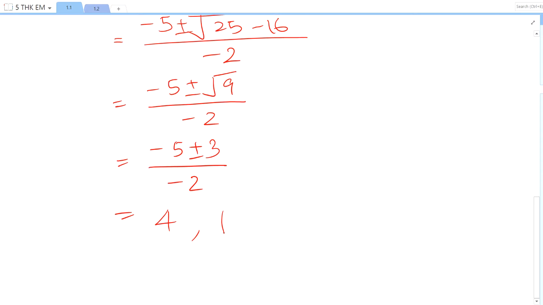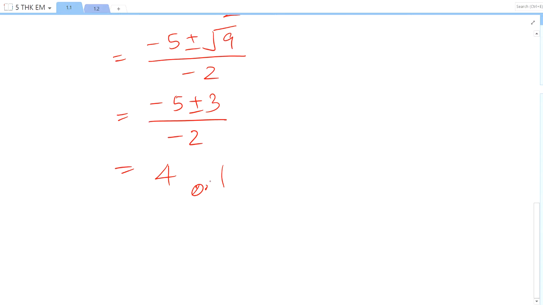Right? Am I right? Okay, so there are 2 answers, 4 or 1. This tells us that the x-coordinates of A and B are 4 and 1.